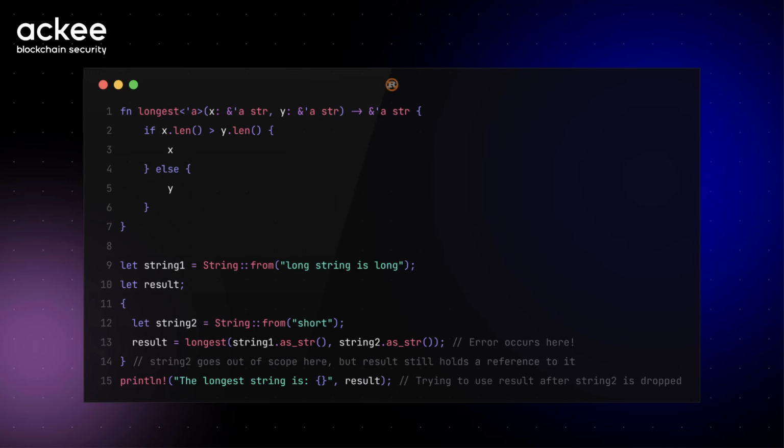What's the problem here? I want to describe the lifetime. If we go out of the block on line 14, the string 2 is actually dropped because string 2 went out of scope, as we were talking about with ownership and moving semantics.